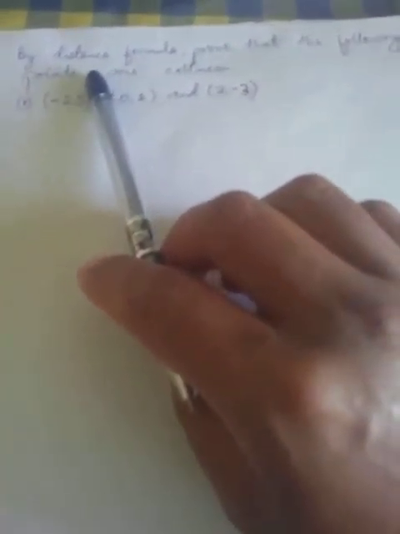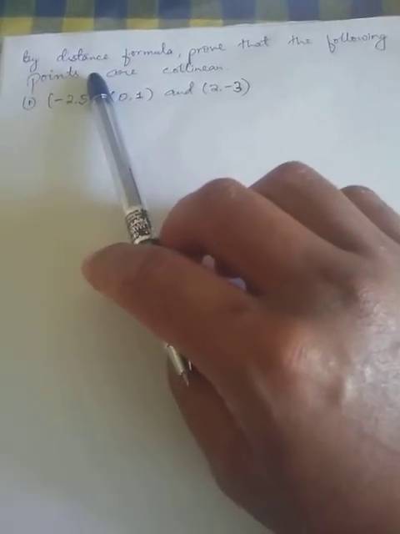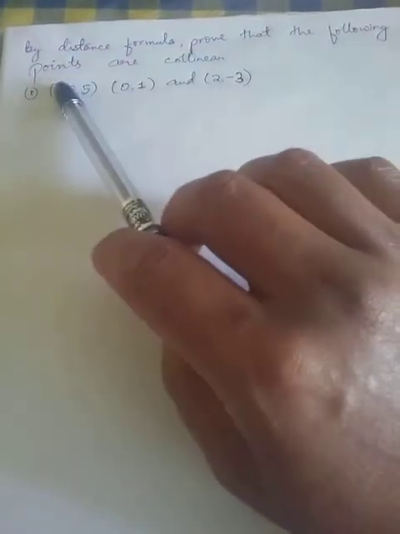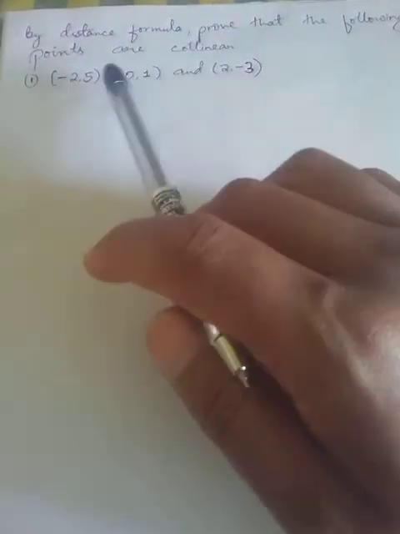We are still dealing with distance formula, from chapter 7. So here this question says, by distance formula prove that the following points are collinear. So what is the meaning of collinear? Collinear means when three or more points all lie in a straight line.